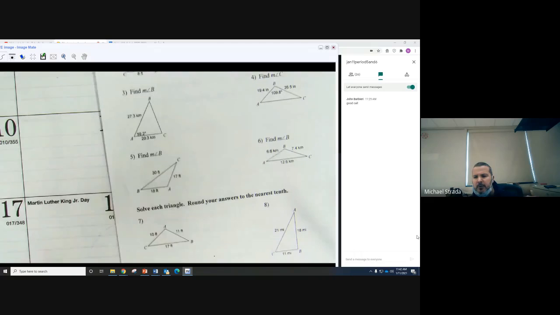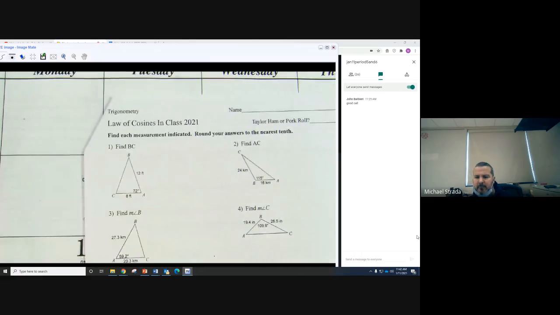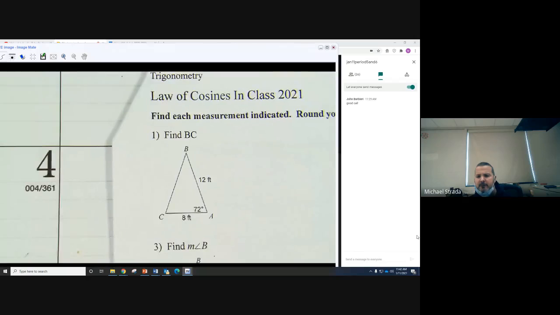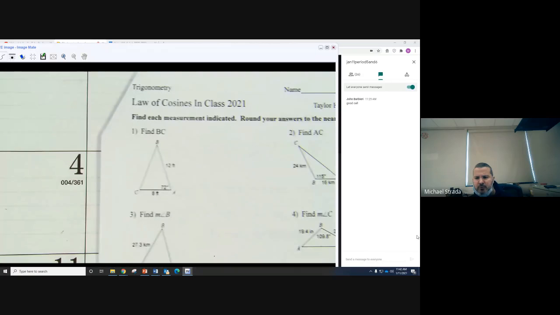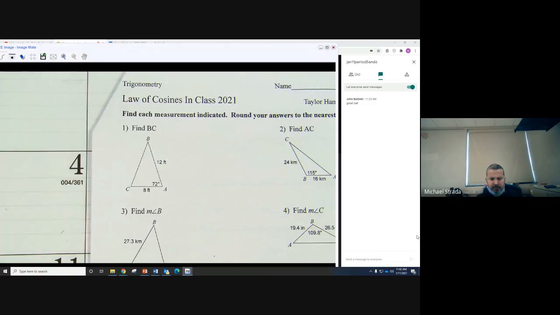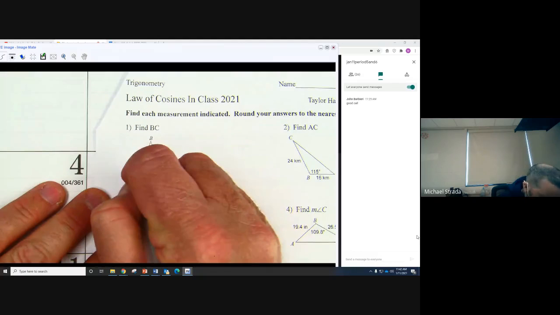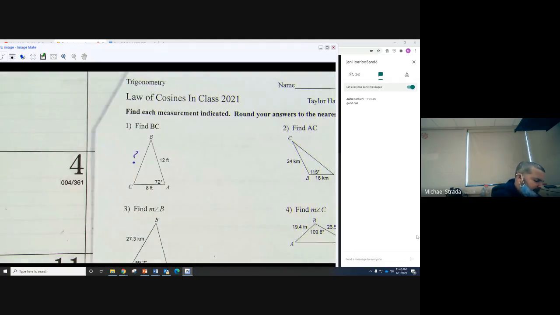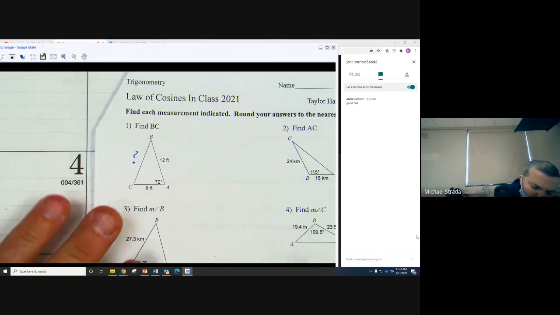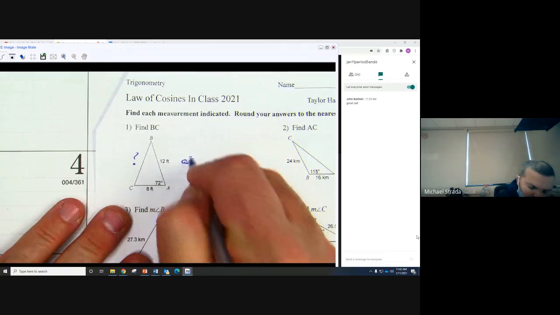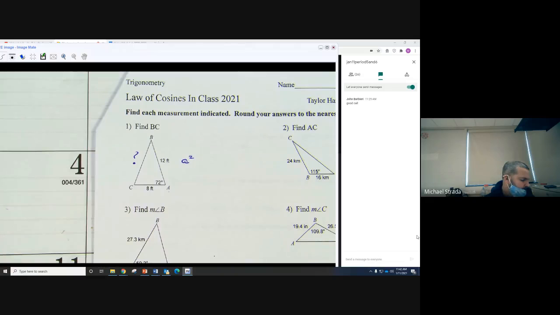All right. So you look at some practice problems on the next page. Find each measurement indicated, round your answer to the nearest tenth. So we want to find BC, which is this. All right. So we're trying to find a side length. Whenever you use a side length, you're using standard form. A squared, since it's opposite capital A.